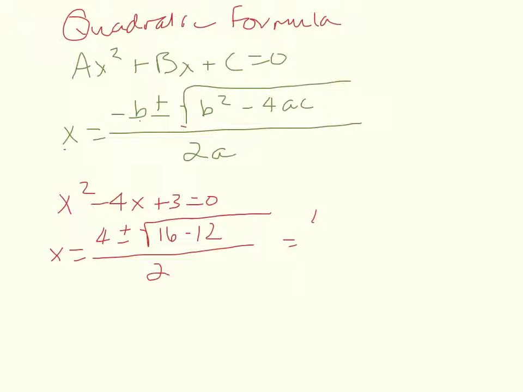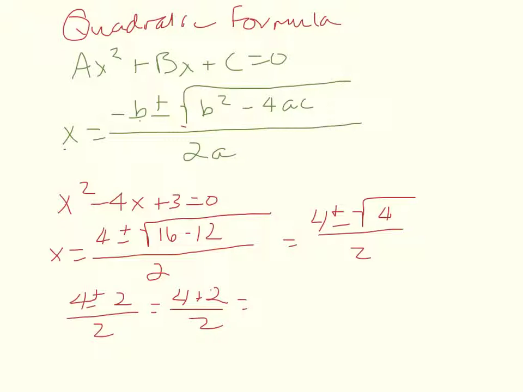So let's see here, I've got 4 plus or minus the square root of 4 over 2. Well, so that gives me 4 plus or minus 2 over 2. So if I do 4 plus 2 over 2, I get 6 over 2, or 3. And if I do 4 minus 2 over 2, I get 2 over 2, or 1. So my answers are 3 and 1.